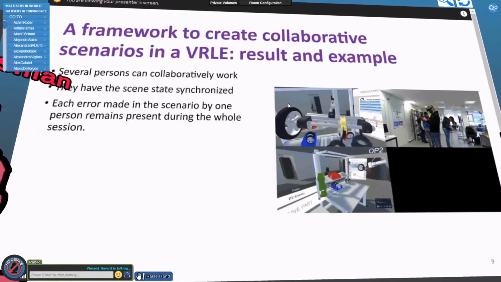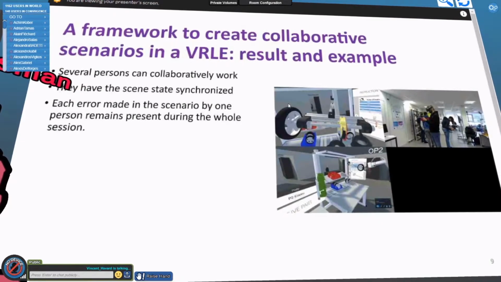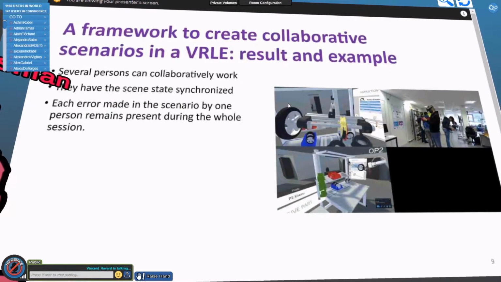Thank you. And so finally, we've got an application where several persons can work collaboratively. They have the same scene state and they are synchronized. And each error made in one application remains in the application of the other user. So with that framework, we can now evaluate how people can learn lean manufacturing.